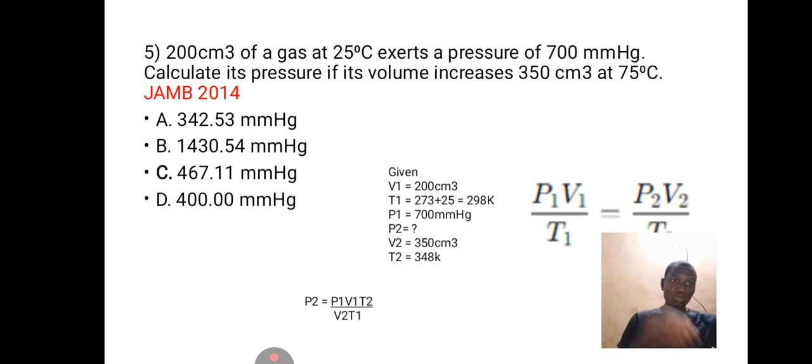Okay, now observe that all the time you must change your temperature to Kelvin. If they say 25 degrees, just say 25 plus 273. The answer will be in Kelvin. Just add 273.